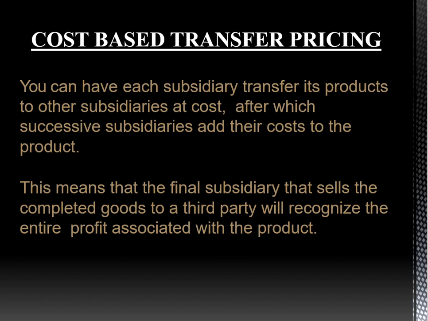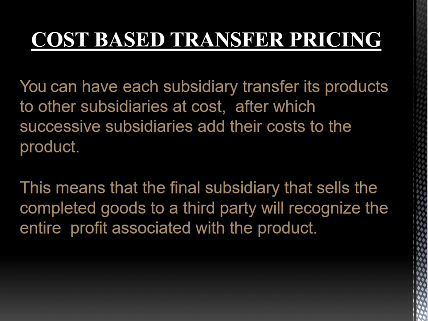So we can say that you can have each subsidiary transfer its product to the other subsidiaries at a cost, after which successive subsidiaries add their cost to the product. This means that the final subsidiary that sells the completed goods to the third party will recognize the entire profit associated with the product. So this is one of the major drawbacks of cost-based transfer pricing, because the selling subsidiary is not able to earn any profit for its efforts, since the goods are transferred from the selling subsidiary to the buying subsidiary at a basic cost.